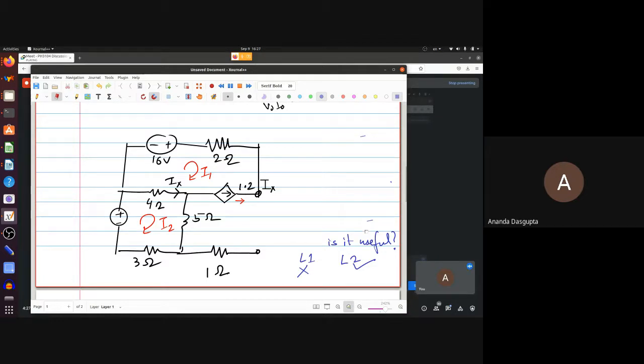Okay, that's what you need. But what many people have done is that you've calculated the voltage drop between these 2 points and quoted that as a Thevenin voltage. Why is that wrong?